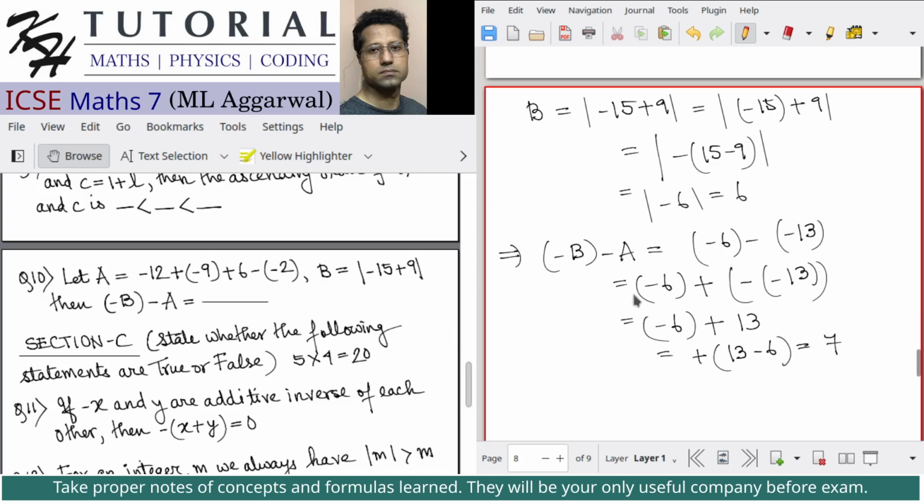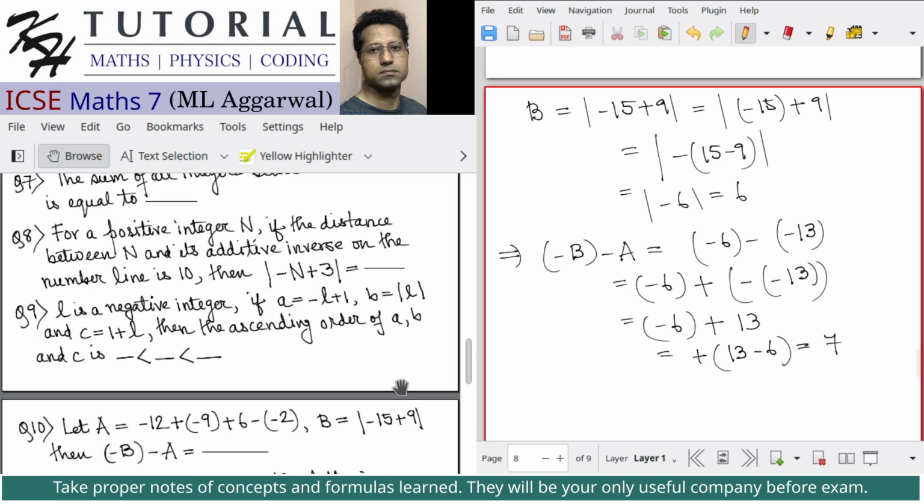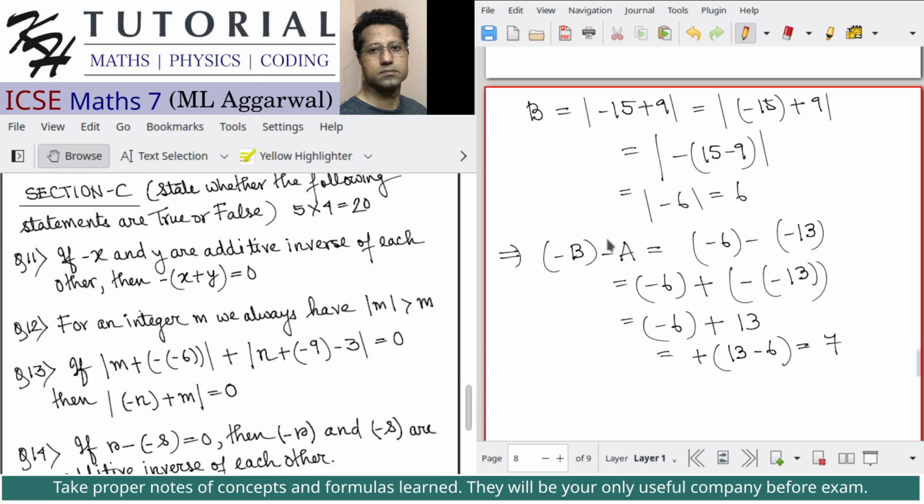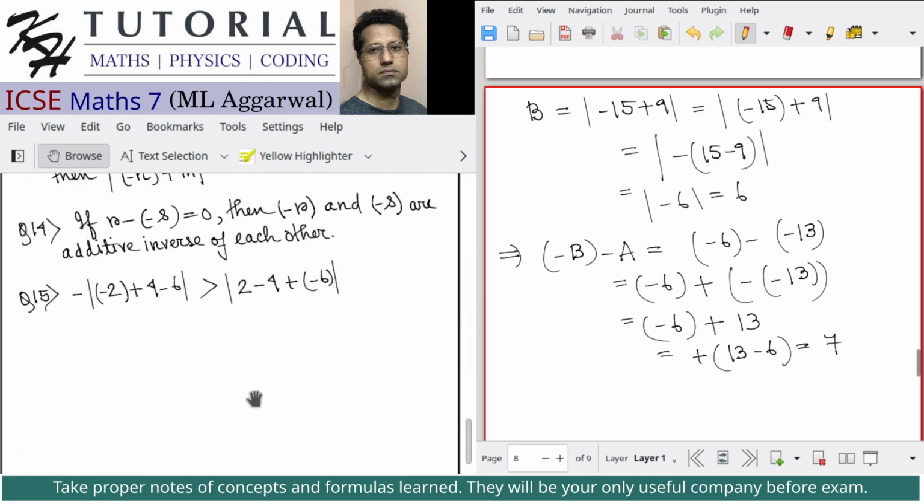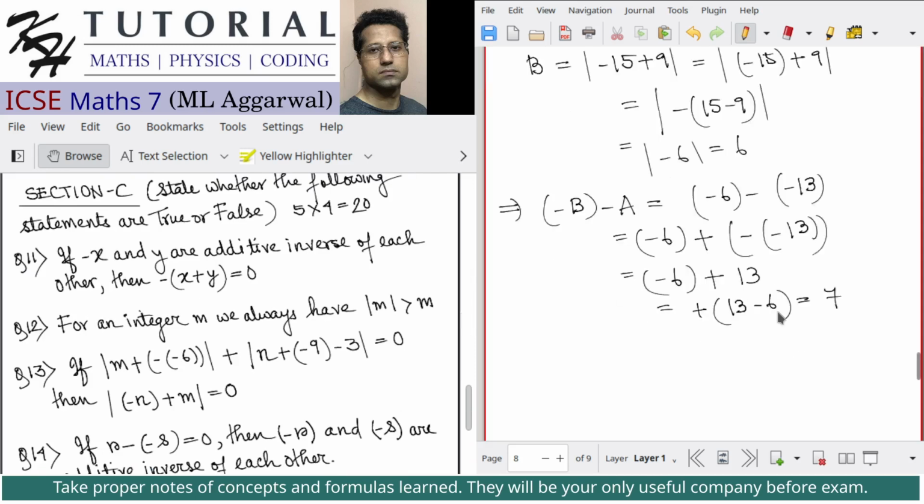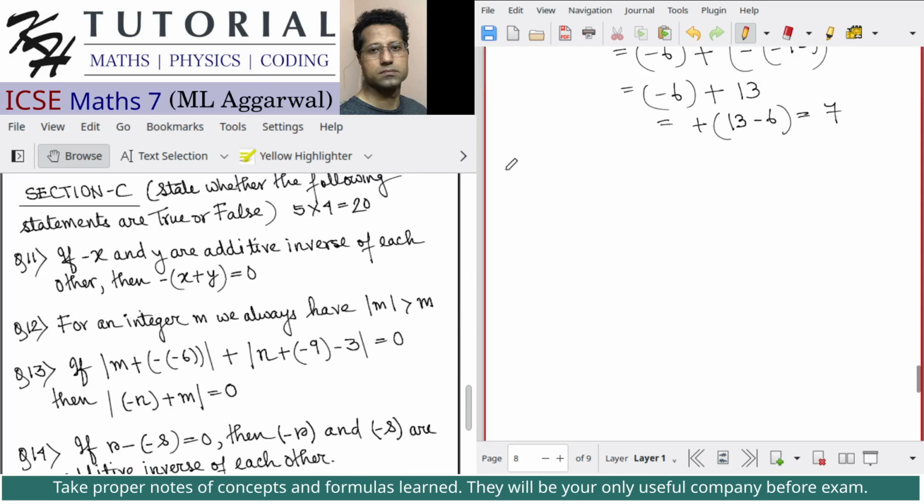Okay. So with this, we come to an end of section B, which were the fill in the blanks problems. Let's do section C, which are true false statements. We have to identify whether the given statements are true or false. Question number 11.